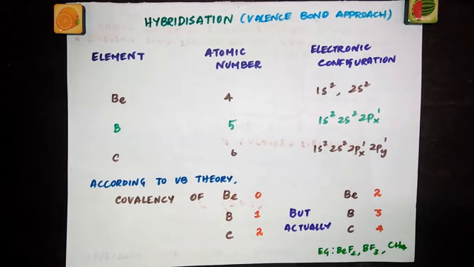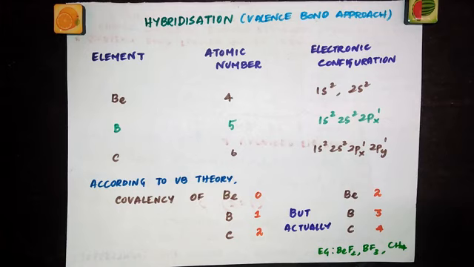According to VB theory, a covalent bond is formed by the overlap of half-filled atomic orbitals. So the covalency of an element should be equal to the number of half-filled orbitals present in an atom of that element. What is meant by covalency? The number of bonds that a particular atom can make with other atoms. For example, if the covalency is 1, it can form a single bond. If the covalency is 2, it can form a double bond.